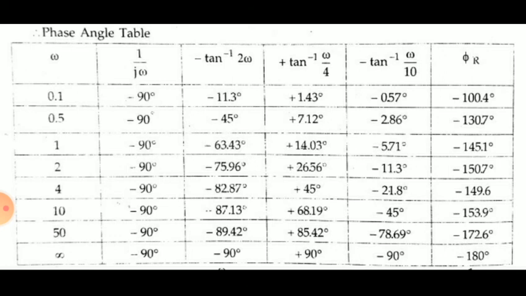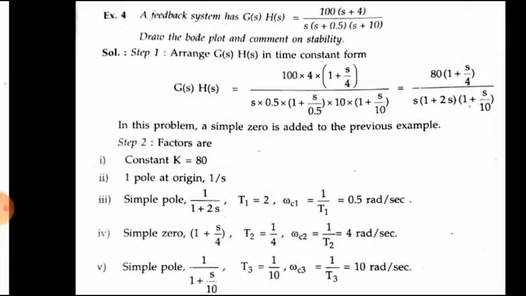So 1 upon j omega, the second column, that is the pole at origin, is minus 90. For the system gain k, the value is 0, that is phi 1, which is not taken in the calculation because there is no effect on the resultant phase angle. Then for the simple pole, it is minus tan inverse 2 omega. Then phi 4 is plus tan inverse omega by 4, and phi 5 is minus tan inverse omega upon 10, as we have seen.